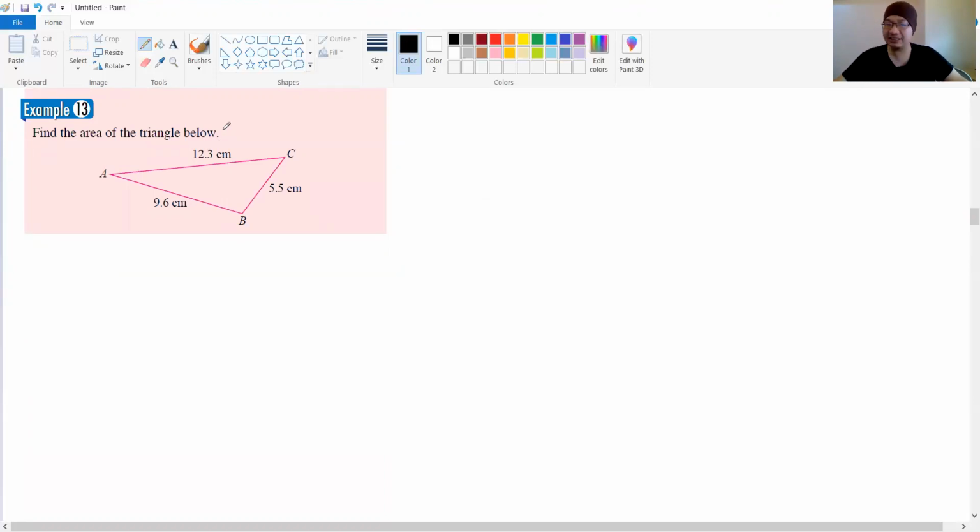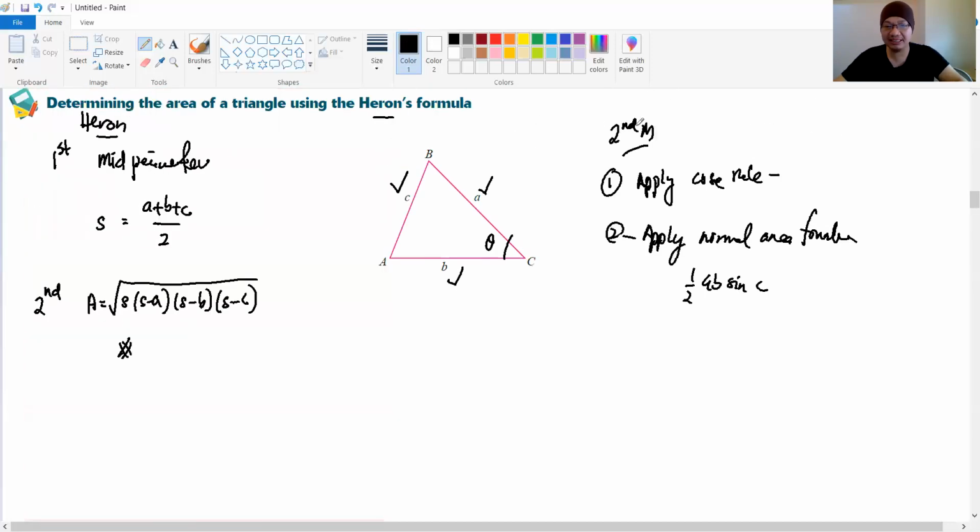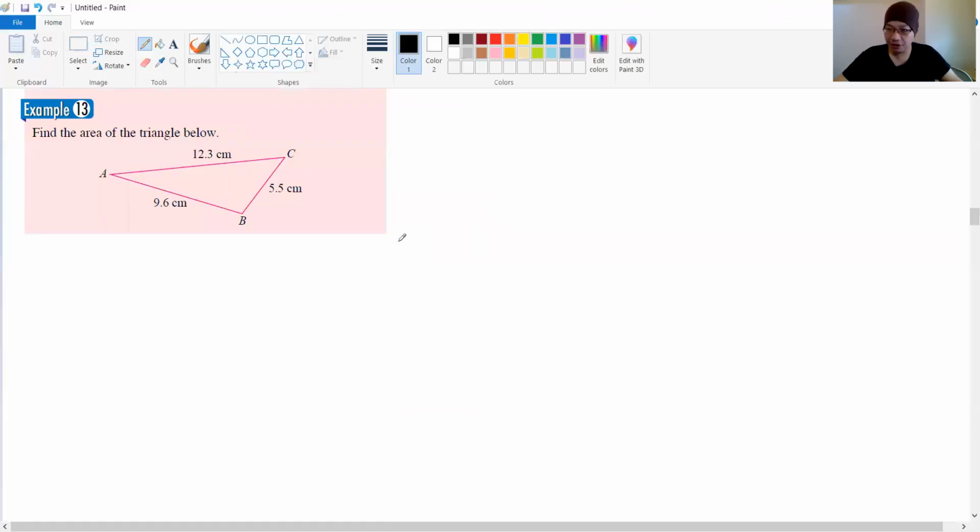Let's say I'm using the second method first, applying the Cos Rule. It's up to you. Maybe some of you prefer to use the second method. Maybe some of you prefer to use the Heron method. So I leave it to you.